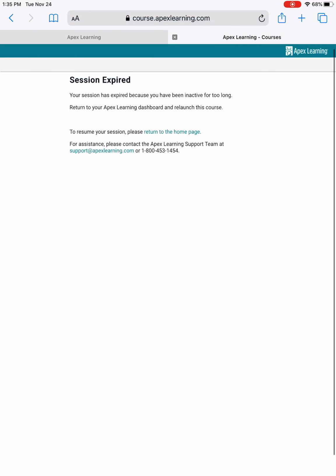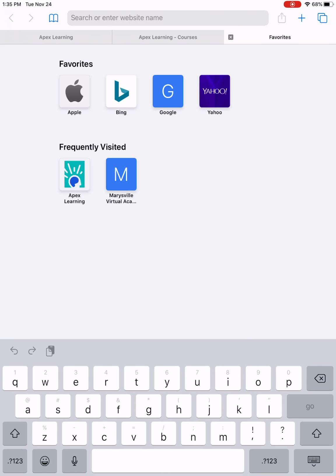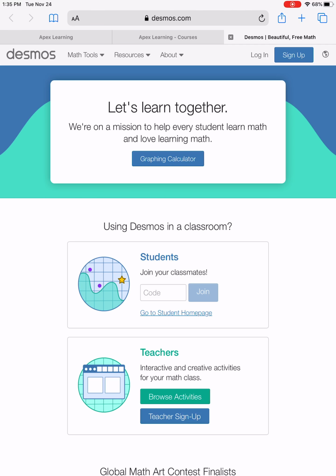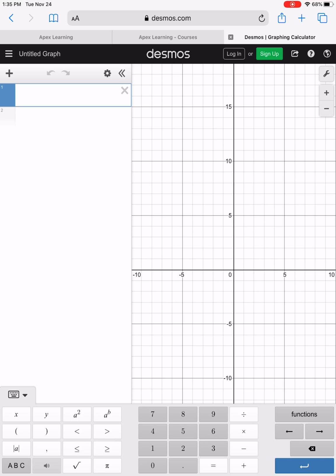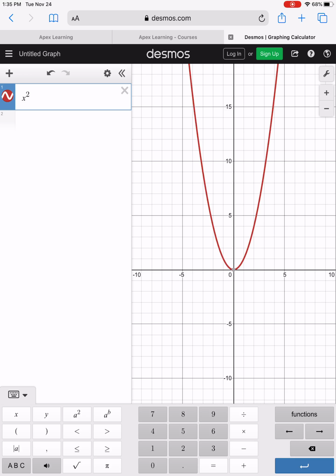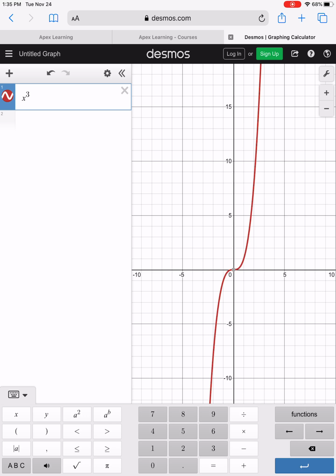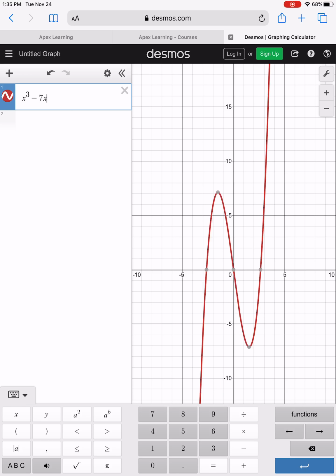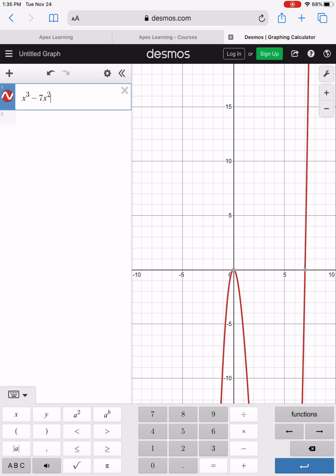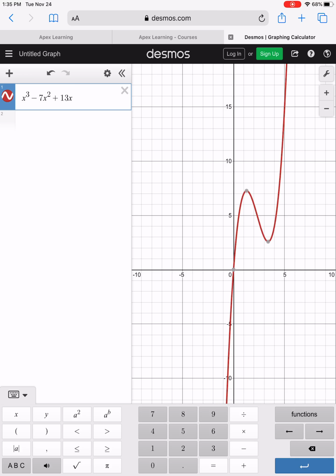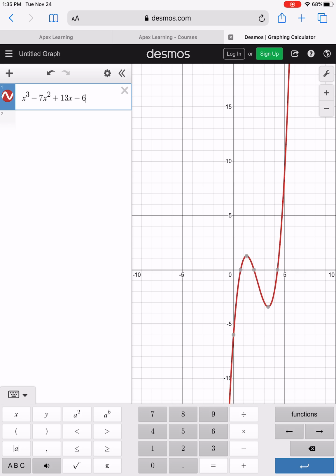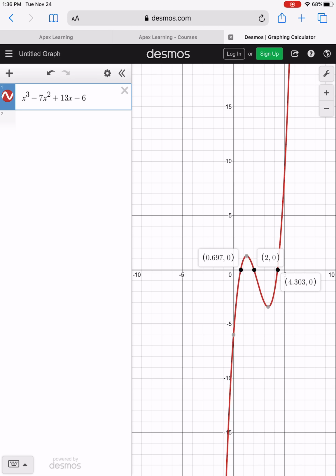I'd like to do this together so that you can see what I'm talking about here. So we're going to go to Desmos, the graphing calculator, and I'm going to plug that equation in. So x cubed is the first part, so x cubed minus 7x squared plus 13x and then minus 6. And I really like Desmos because it just gives us those 3 roots, those 3 solutions, right off the bat, okay?